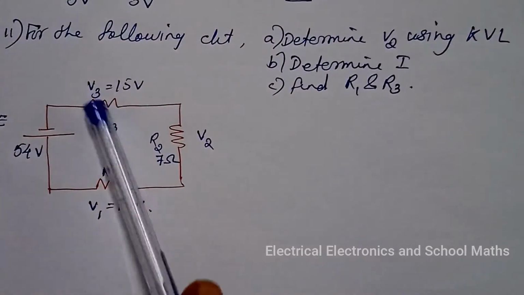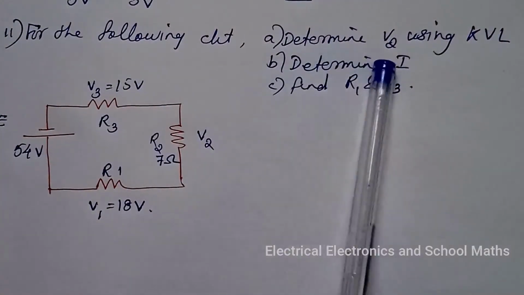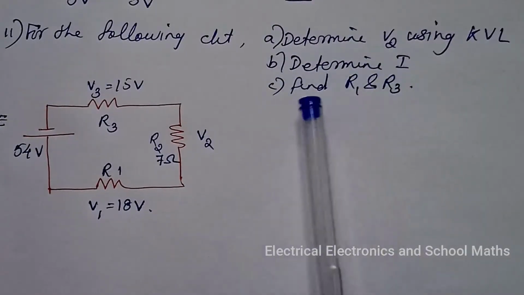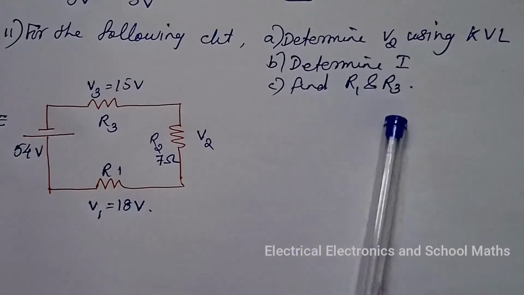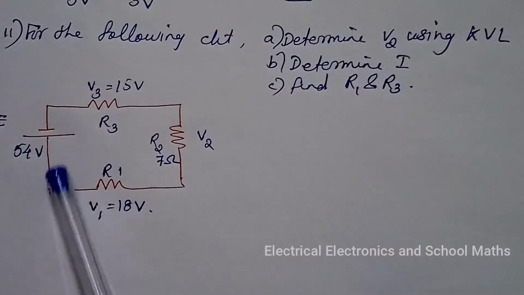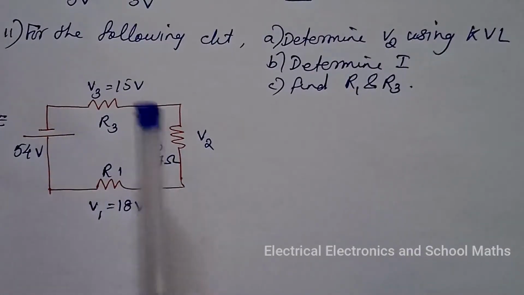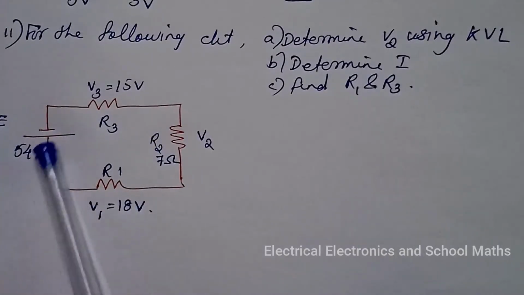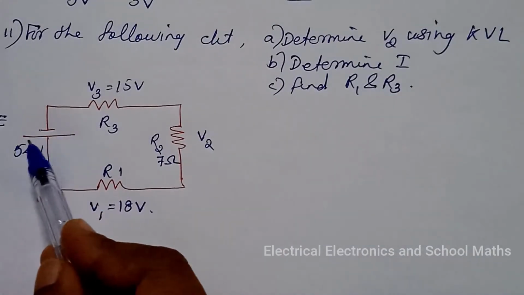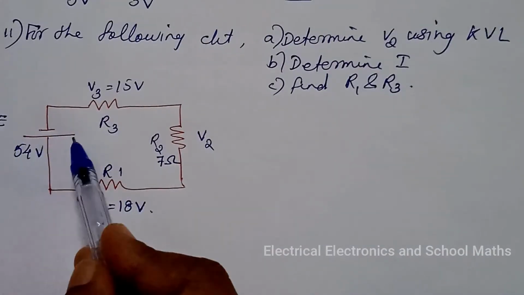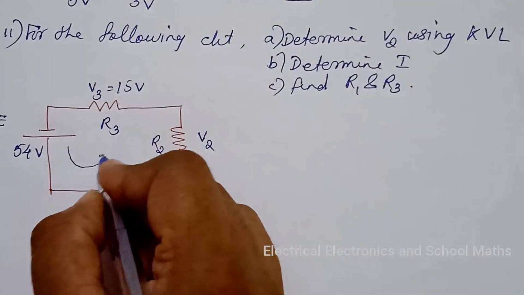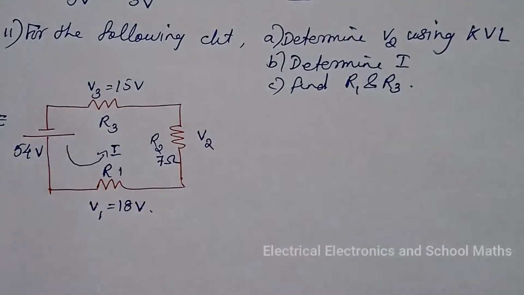Next problem. For the following circuit, determine V2 using KVL. Second one, determine the current and find R1 and R3. And this is the circuit. So first of all, assume a direction for the current and look into the EMF given. Here this is negative and this is positive. So assume a current like this. Let I be the current.